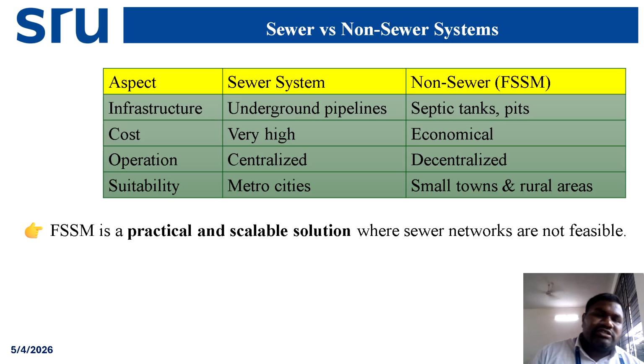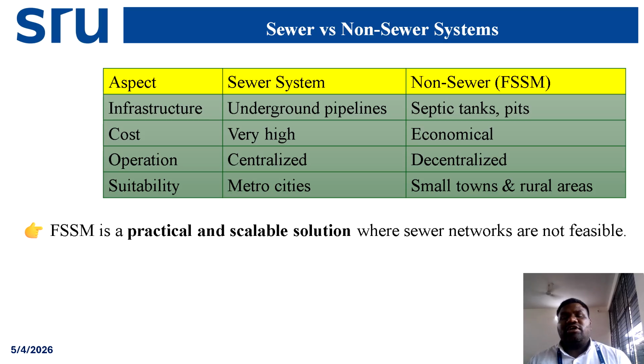Here we can discuss the difference between sewer and non-sewer systems. The first aspect is infrastructure. Sewer systems require underground pipelines. Non-sewer, that is on-site, means septic tank pits, which are seen in villages or semi-urban areas. Then the cost of sewer systems will be very high. If you want to dig underground, we need to connect the pipes, and slope also has to be provided. Periodical maintenance, everything goes up. That is called very high.